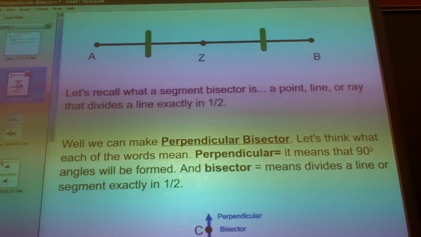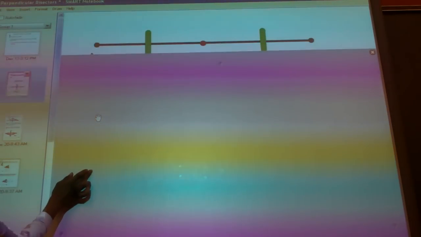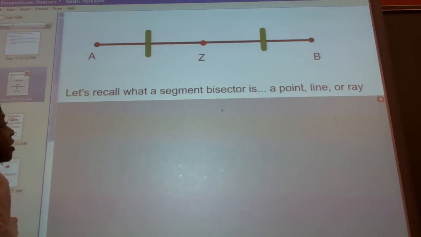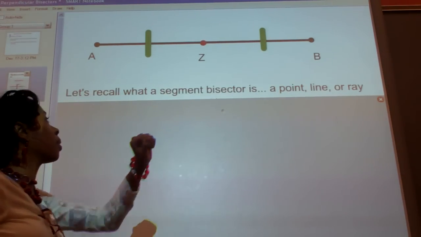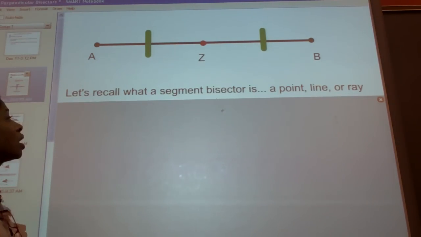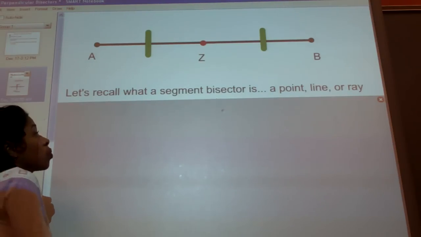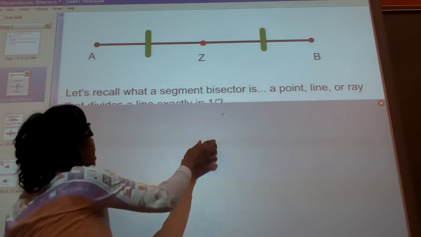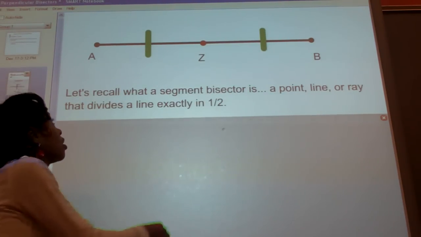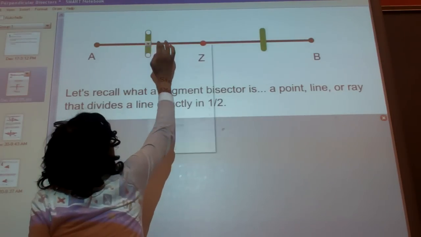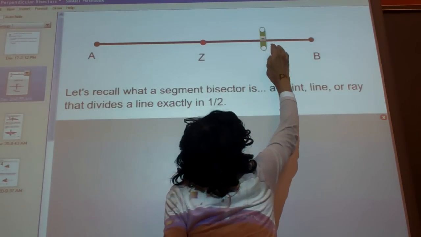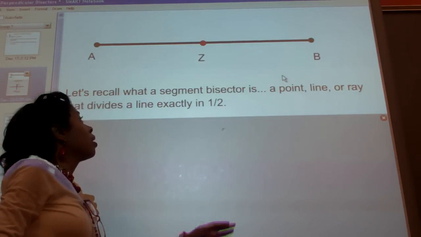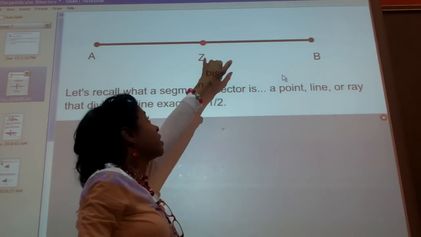To begin, we need to recall something that we've taught in one of the last chapters, and that's a segment bisector. If we clearly remember, a segment bisector is a point, line, ray, or another segment that will evenly divide a line segment in half. So, for example, if I take this green line out here and this one here, I have line segment AB being bisected by point Z.